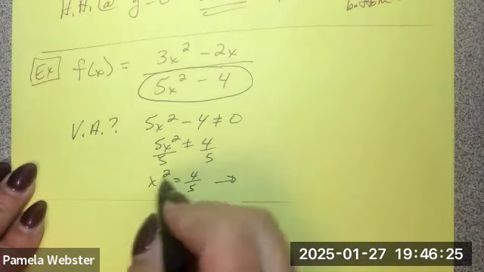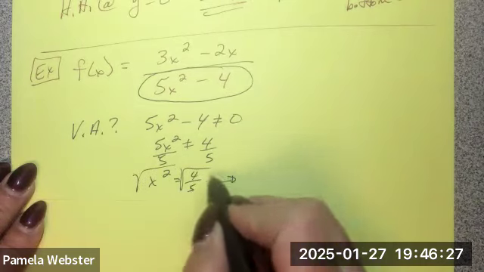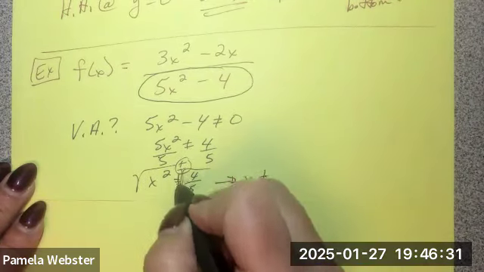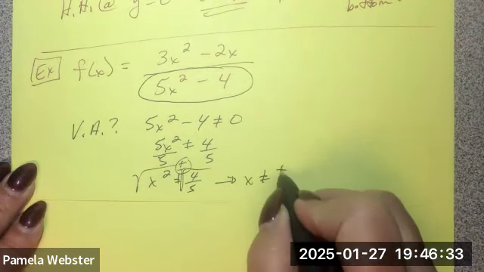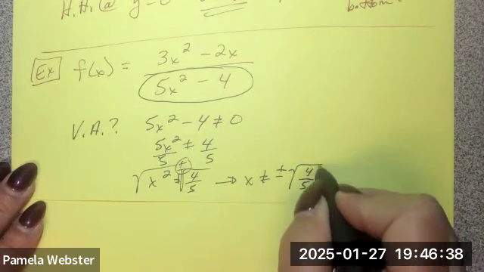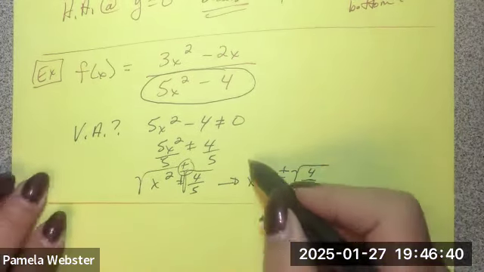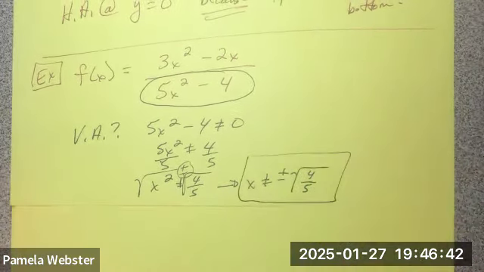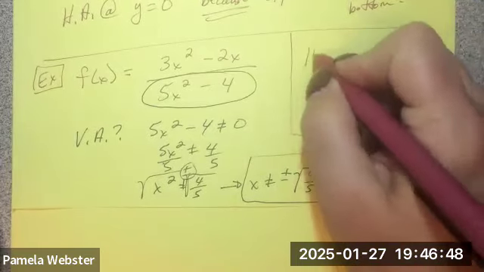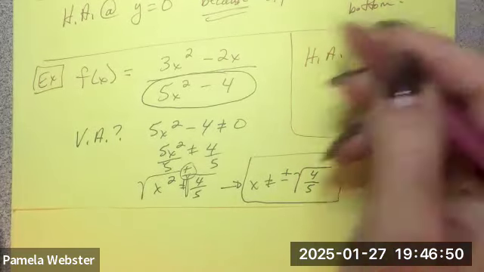And that's going to give me, because I'm going to square root both sides, I'm going to put in the plus or minus. x can't be plus or minus the square root of 4 over 5. Okay, so we got a different answer for our 2 vertical asymptotes here. That's that. What about, I'm not going to another page, I'm going to do it right here. What about the horizontal asymptote?